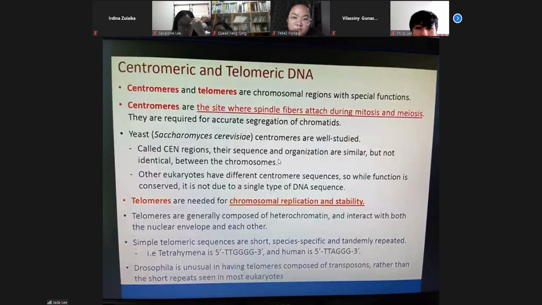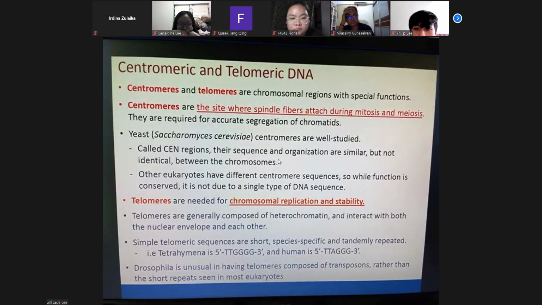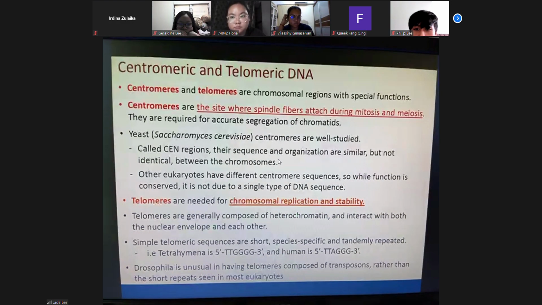Okay, and telomere is needed for chromosomal replication and stability, because telomere basically confers the stability of the chromosome. If chromosome is no longer stable, so dia senang putus. Sangat bahaya tu. So telomeres are generally composed of heterochromatin and interact with both the nuclear envelope and also each other. So simple telomeric sequences are short, species specific and tandemly repeated.